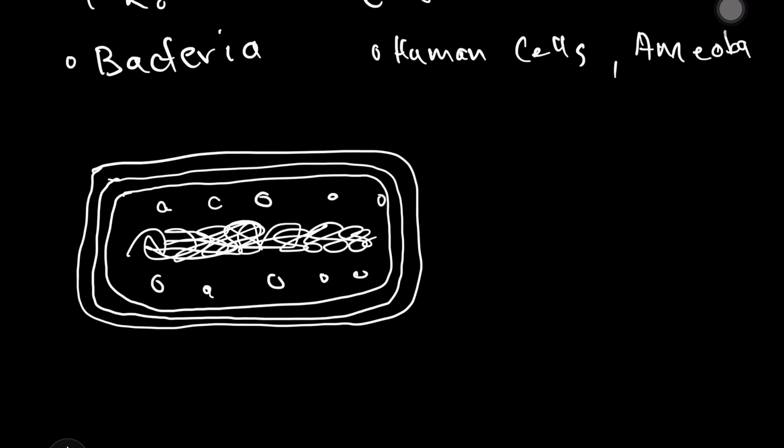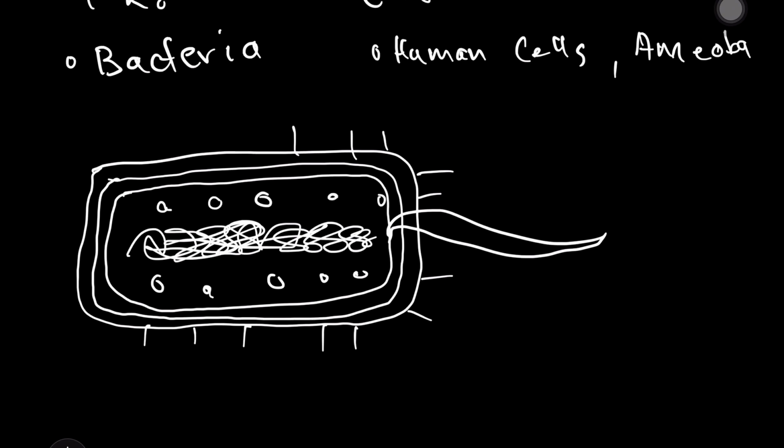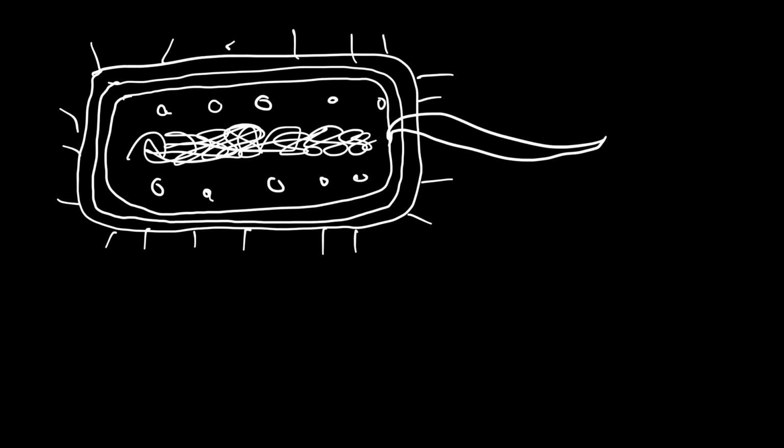We have something similar to lysosomes but not exactly. And we have a flagellum over here, and we have these hair-like projections present on the surface called fimbriae. Now let's take a closer look at the bacterium.